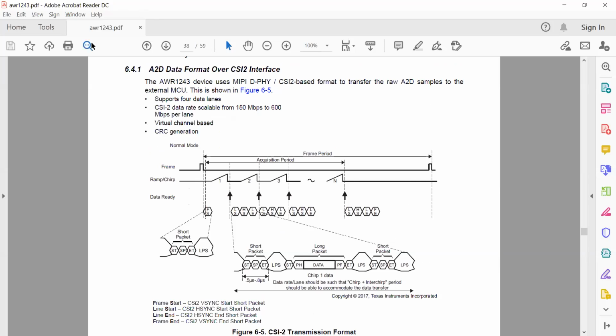Yes, sir. Here you can see there are 4 data lanes, and each data lane has a speed of 150 to 600 Mbps. So the data rate we will be getting will be from 150 times 4, that is 600 Mbps, up to 2400 Mbps.